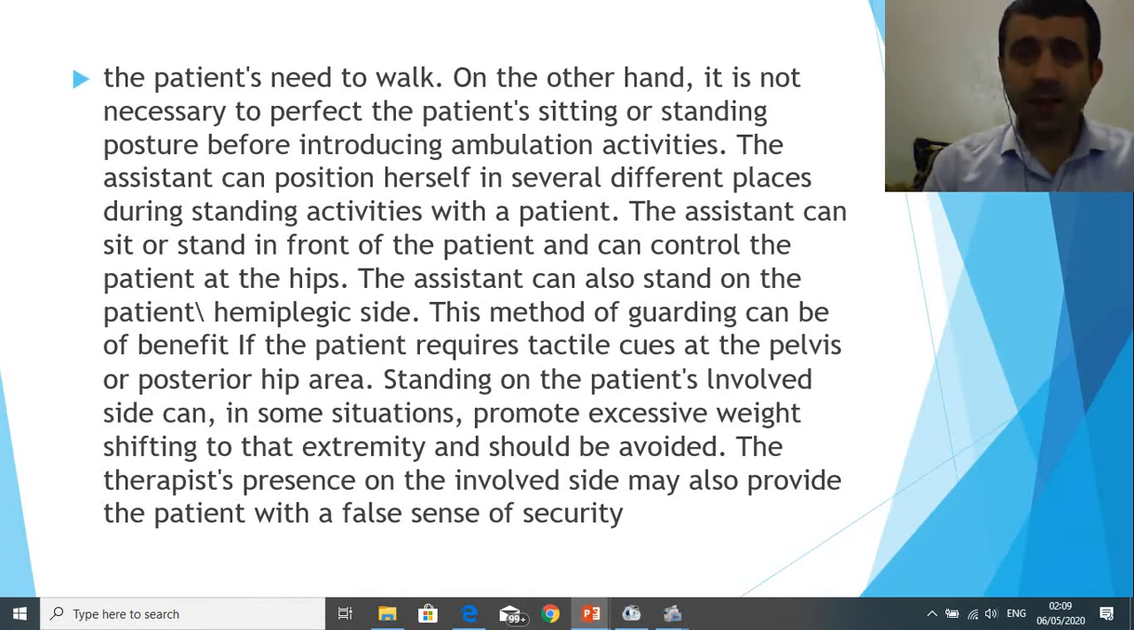On the other hand, it is not necessary to perfect the patient's sitting or standing posture before introducing ambulation activities.